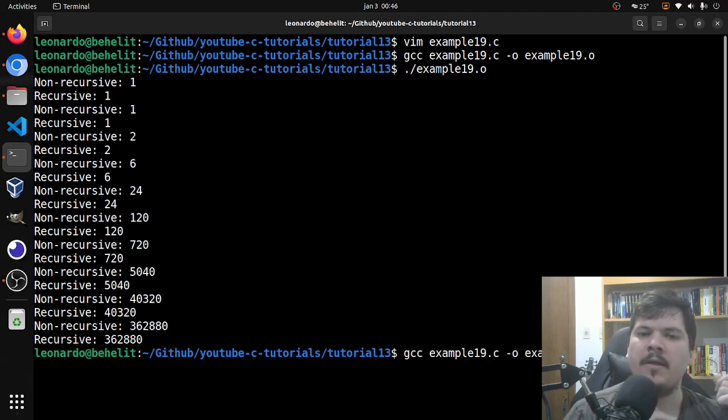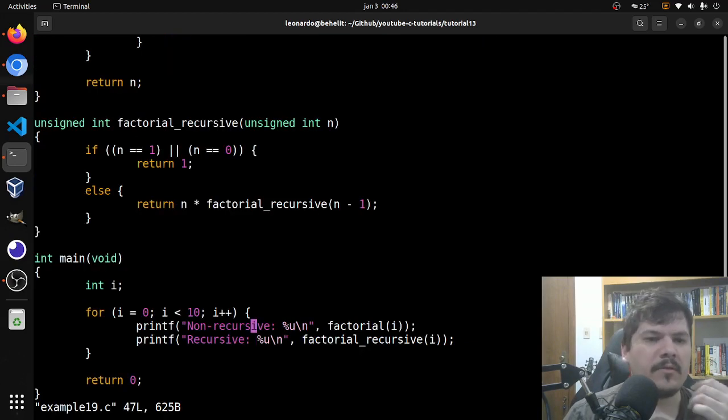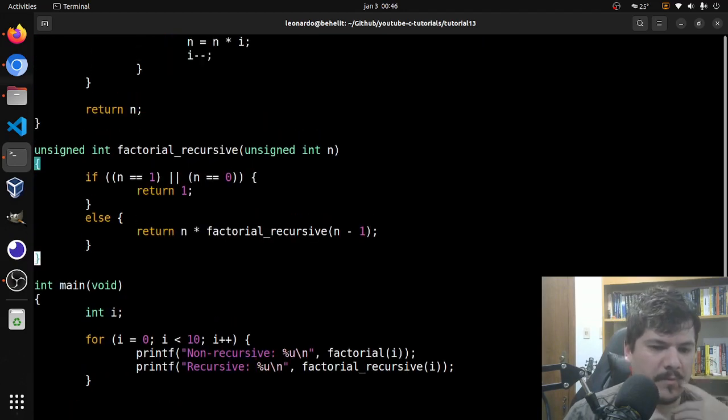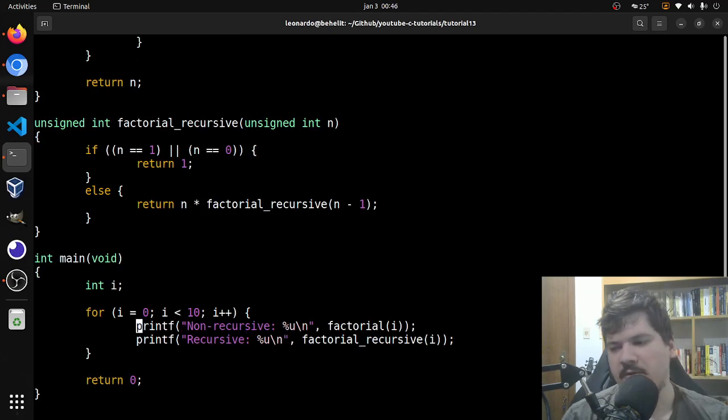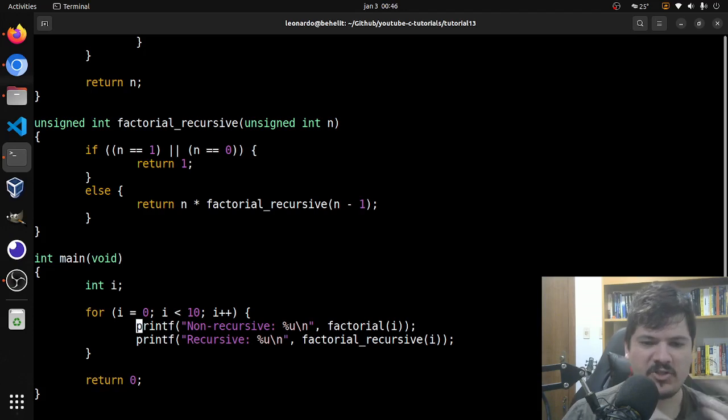Okay, so why use recursion? As I mentioned before, basically it's a tool for decreasing the time complexity of an algorithm. So we usually use recursion to achieve faster algorithms. So let's check if that's the case for this one right here.